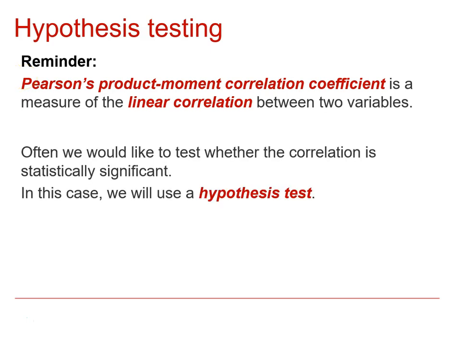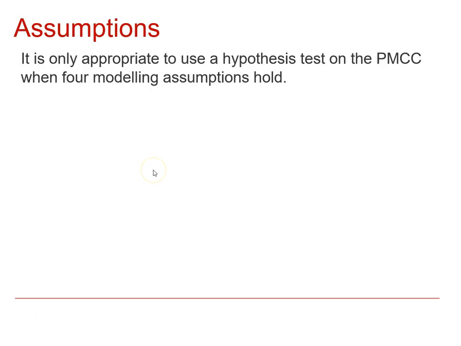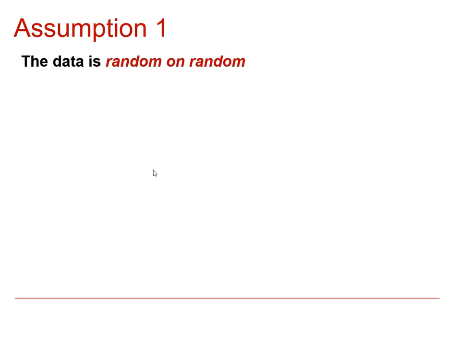Often we'd like to test whether the correlation is statistically significant. In this case, we will use a hypothesis test. However, it is only appropriate to do a hypothesis test on Pearson's Product Moment Correlation Coefficient when four modelling assumptions hold. The first is that the data must be random on random.